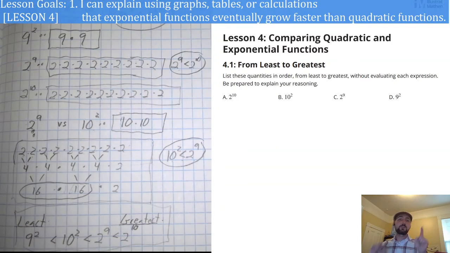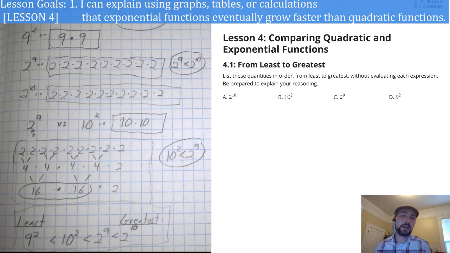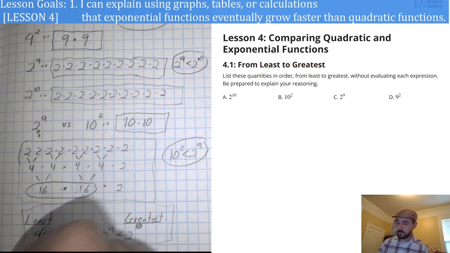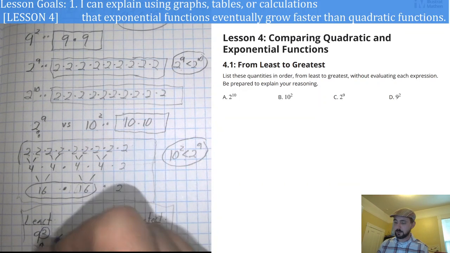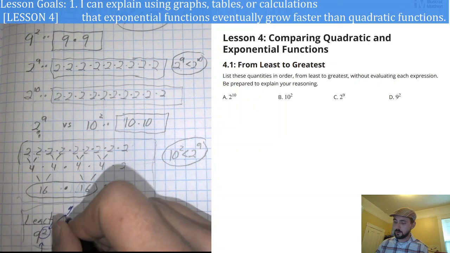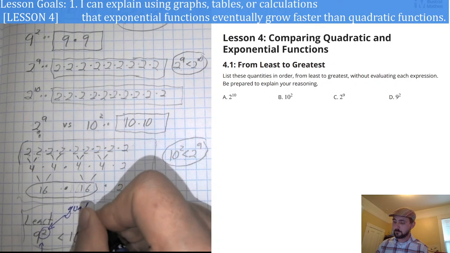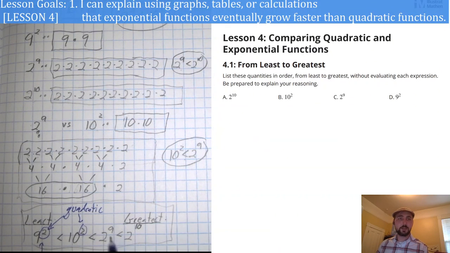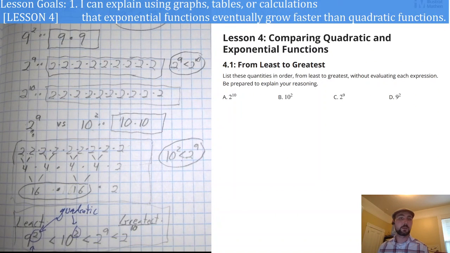And this gets us into our lesson goal for the day, which is the goal up top, which says I can explain using graphs, tables, or calculations that exponential functions eventually grow faster than quadratic functions. So just to be really clear, when things are squared, this is when we say that things are quadratic. But when we use higher powers, this is when we say that things are exponential.